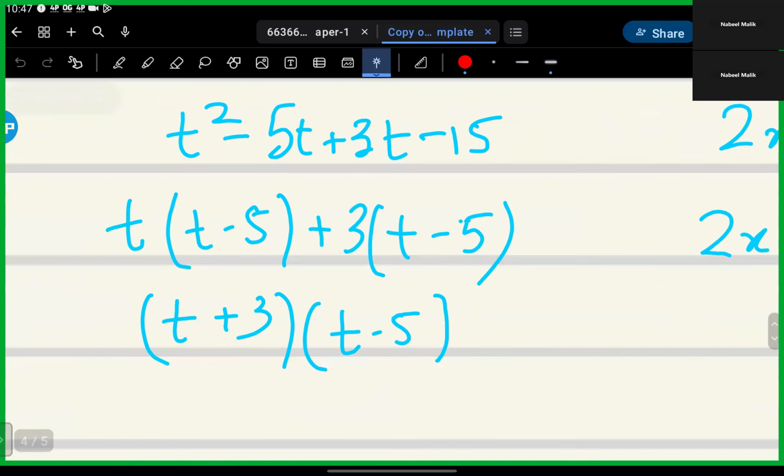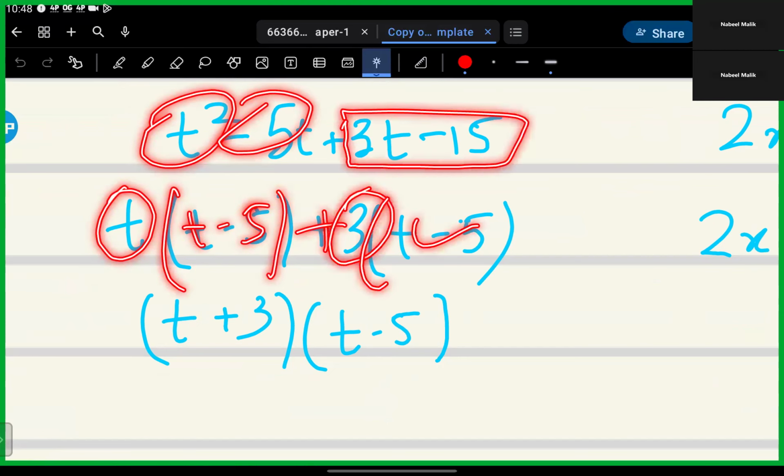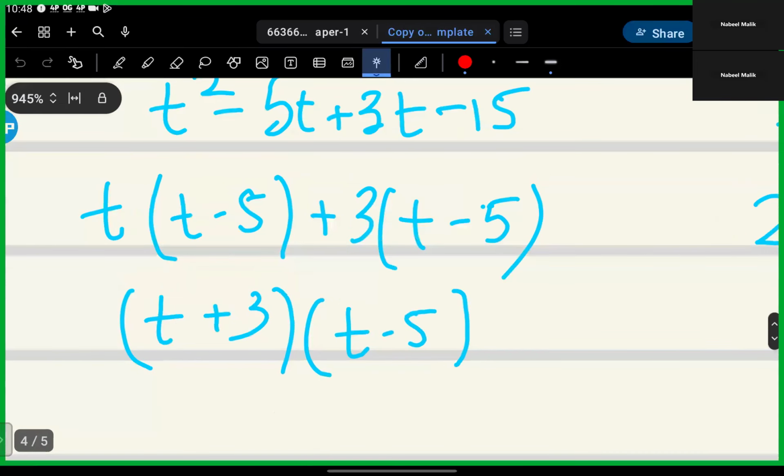What's common between t square minus 5t? It's t, and then you're just going to fill the bracket. And what's the common in 3t minus 15? It's 3, and t minus 5 is going to come exactly in the bracket.